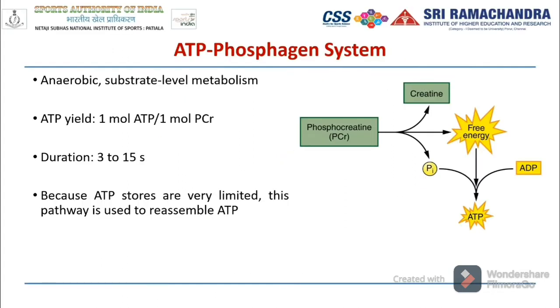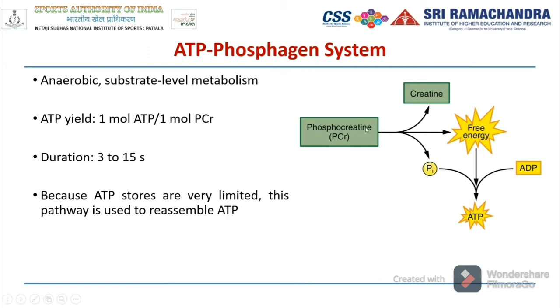So now let us look at the ATP phosphagen system. It is an anaerobic system and it is a substrate level metabolism. The ATP yield from this system is 1 mole of ATP generated from 1 mole of phosphocreatine, also called phosphagen. The duration, as I told you before, can last for 3 to 15 seconds. Because the ATP stores are very limited, this pathway is used to reassemble ATP.